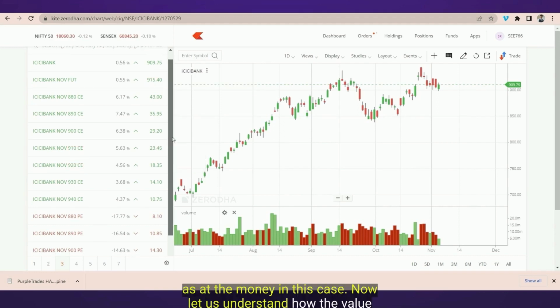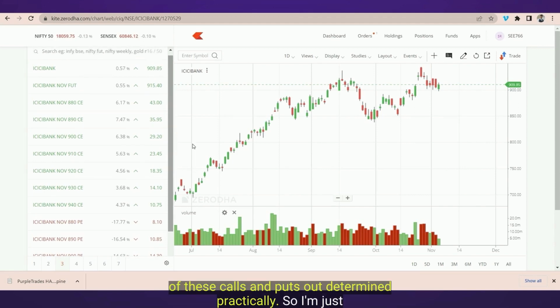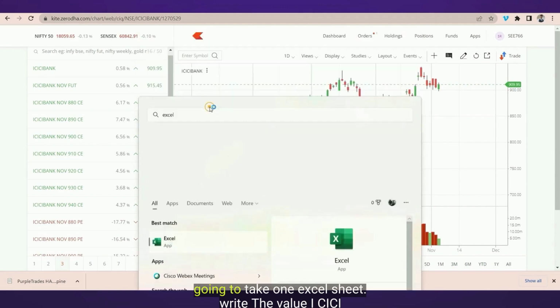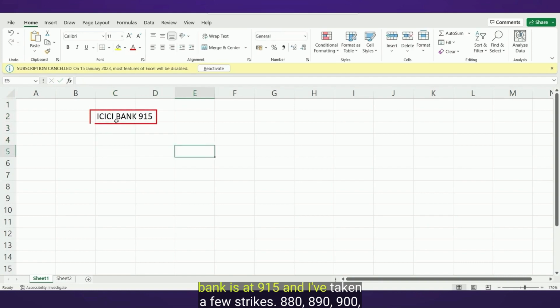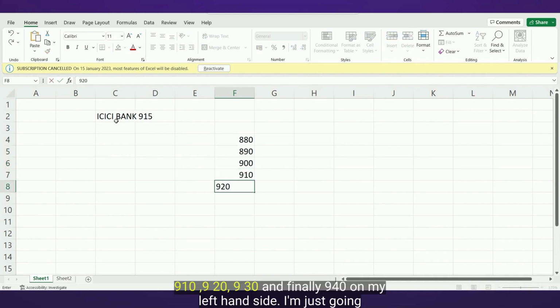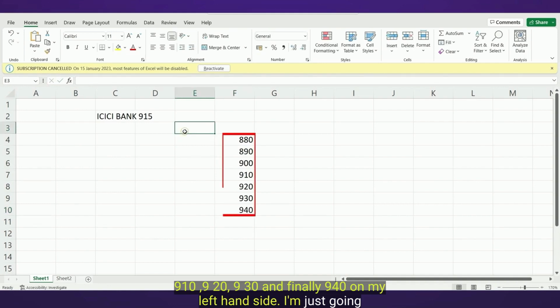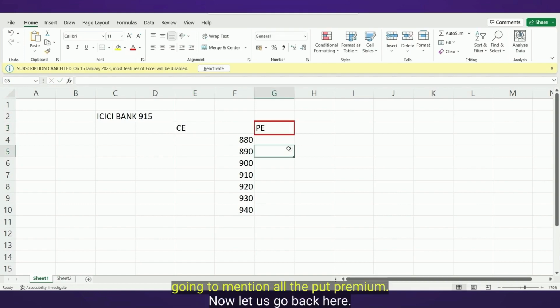Now let us understand how the value of these calls and puts are determined practically. So I'm just going to take one Excel sheet and write the values. ICICI Bank is at 915 and I have taken a few strikes: 880, 890, 900, 910, 920, 930 and finally 940. On my left hand side, I'm just going to mention all the call premiums. On my right hand side, I'm just going to mention all the put premiums.